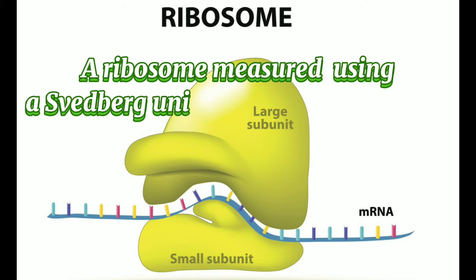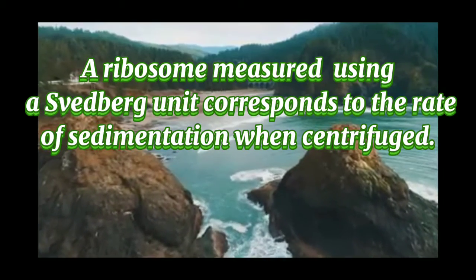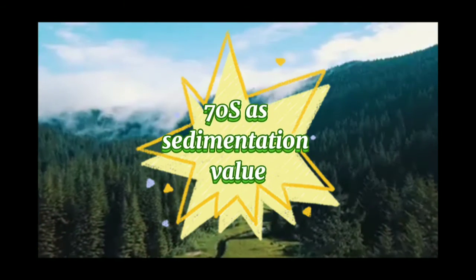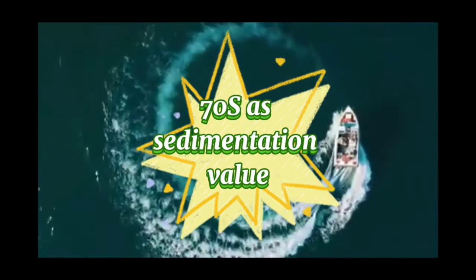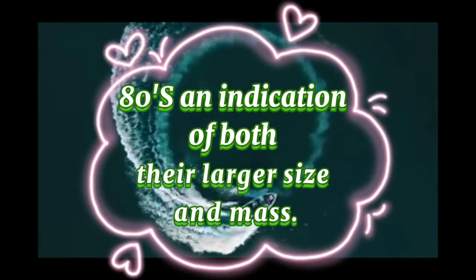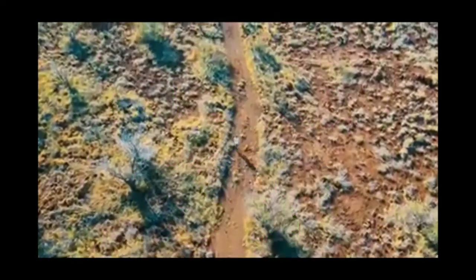A ribosome is measured using the Svedberg unit, which corresponds to the rate of sedimentation when centrifuged. Bacterial and archaeal ribosomes have a sedimentation value of 70S, while eukaryotic ribosomes have a measurement of 80S, an indication of both their larger size and mass.